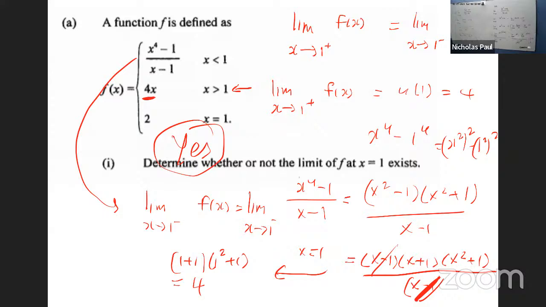Let's see what these people got. Tavisha got yes. Aidan got yes. Very good. Okay, the next part is whether it's continuous, and the answer is no, because f of 1 is 2.